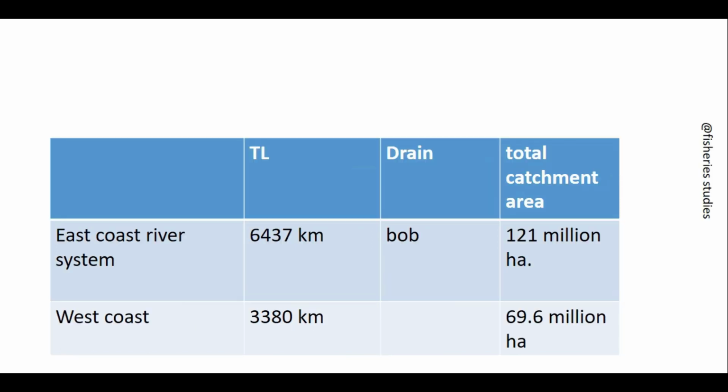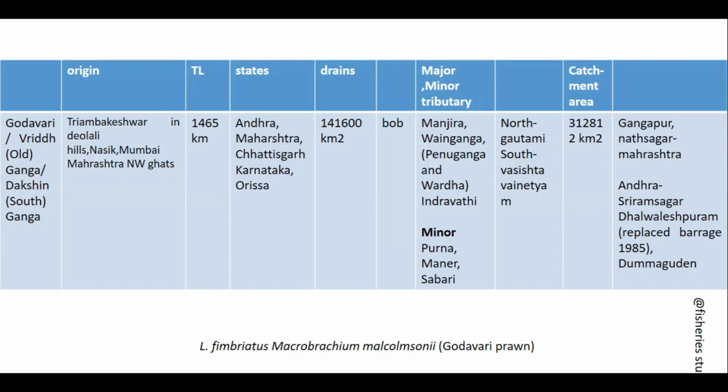East Coast River System. Total length is 6,437 km. Total catchment area is 121 million hectare. West Coast total length is 3,380 km. Total catchment area is 69.6 million hectare. The largest west flowing river in India is Narmada. Godavari is the largest peninsular river and the third largest river in India.